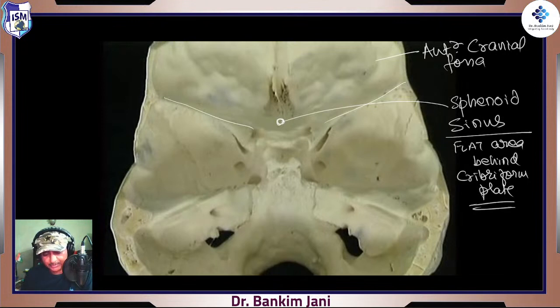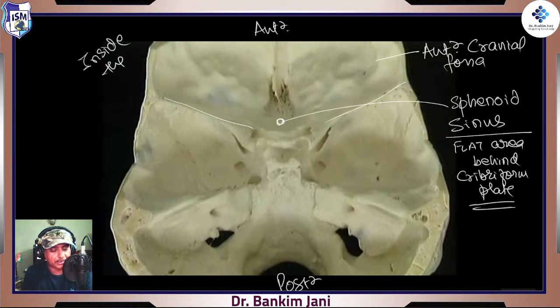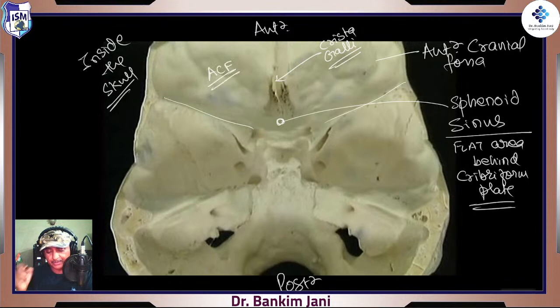Orientation, very simple. This is anterior, this is posterior, and we are watching inside the skull, right? Skull cap has been removed. How can we say that? Simply because of our very fine friend Crista Galli. This Crista Galli is inside the skull. So that means this is anterior cranial fossa. If it is anterior cranial fossa, now things are easy, and as you become more familiar with those structures, it will become much easier.